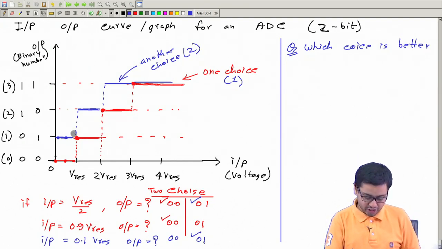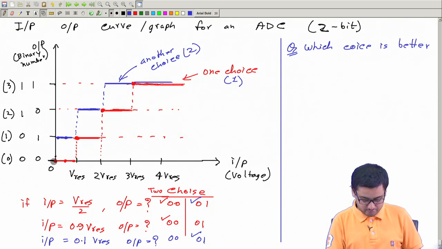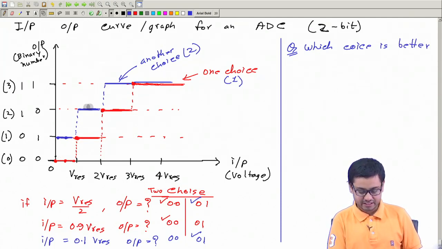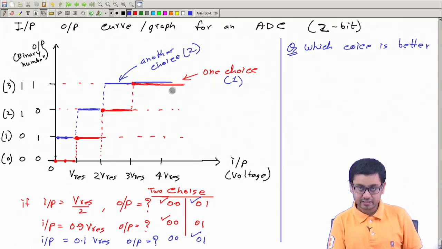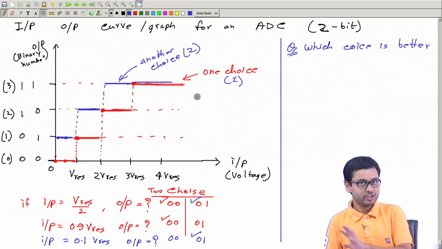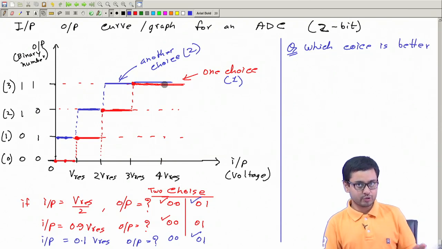If I tell you that this choice is better, then I will design my ADC circuit in such a way that for this input, any value within this output is this. I will design this circuit so that we have this characteristic. If I can justify that this is a better characteristic, then I have to design the circuit so that this characteristic is obtained. So, that is a different question. Depending on which characteristic I want, I have to design the circuit accordingly. That is an absolutely different question.